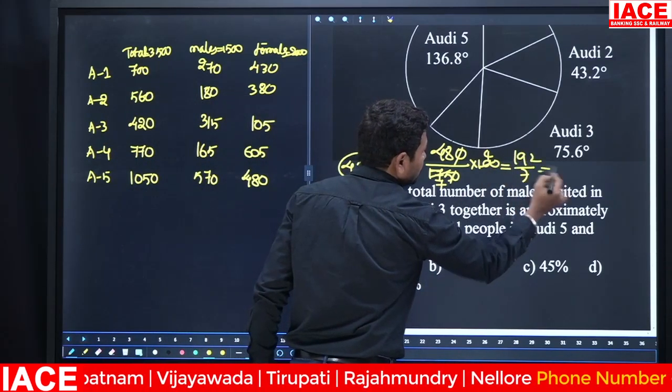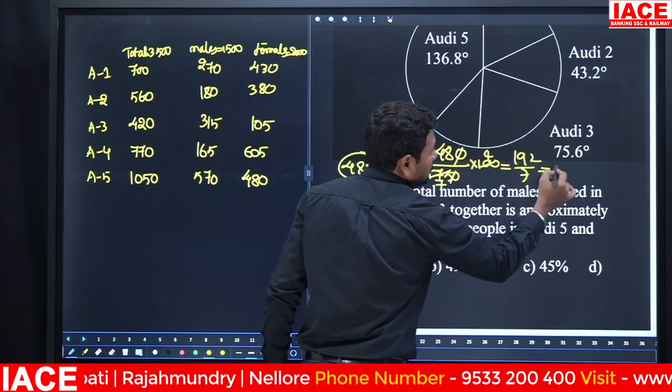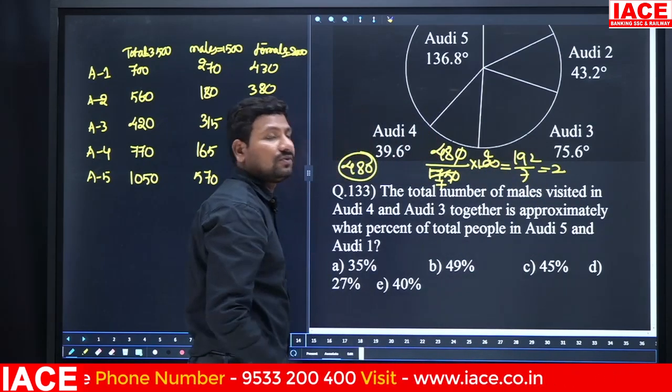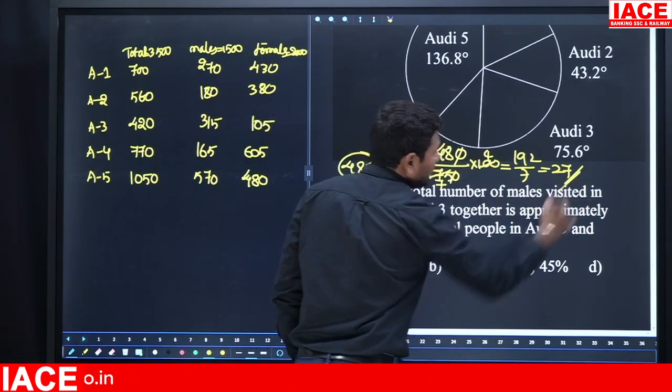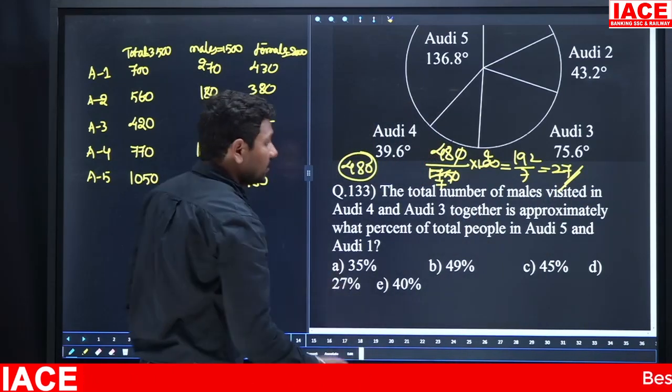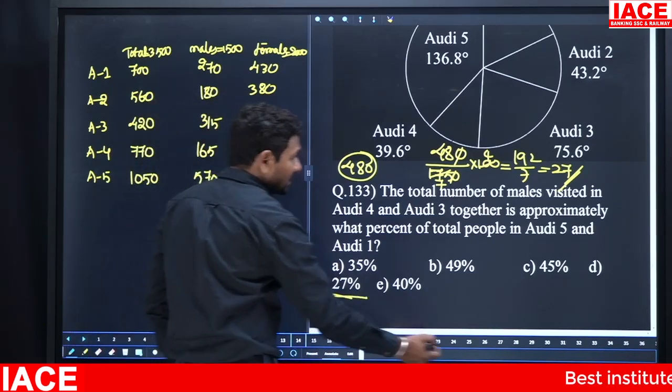192 is divisible by 7. 7 how many times? 7 2s is 14. Remaining is 52. Here 7 7s is 49. Nearly it is the 52 value. Then 27% is option D, which is correct.